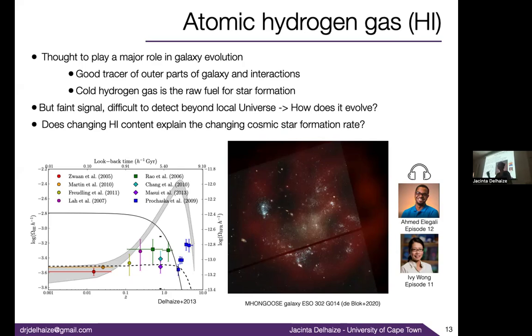Okay, but the problem is that it's quite a faint signal. This 21 centimeter signal that I'm talking about is very faint and it's difficult to detect beyond the local universe. So we can't really see how the H1 content of galaxies evolves with redshift. And this is our favorite kind of cosmic noon plot, where we know that most of the star formation in the universe happened at about redshift 1 or 2, and then it's been decreasing ever since. Does that correspond with a matching change in the H1 content of galaxies? Yes or no? It's very hard for us to tell. So we're trying to push the redshift boundary out to which we can detect this H1 signal.